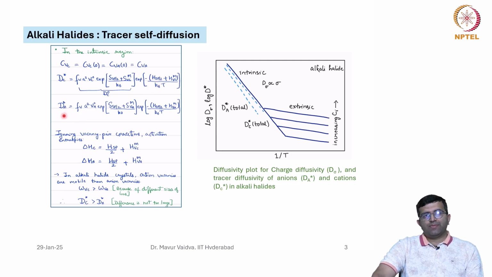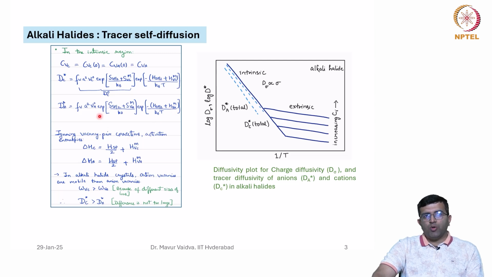Similarly, you can write the expression for anion vacancies. Remember, when you write it for the anion vacancy, Fv does not change because the correlation factor for the vacancy mechanism remains the same for the given structure. Then a square nu A naught exponential, where here is the migration entropy for the anion vacancy, and here is the migration enthalpy for the anion vacancy as well.